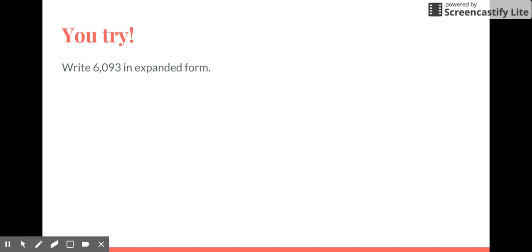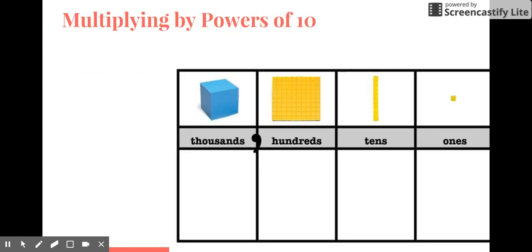All right, let's go ahead and take another one. Write 6,093 in expanded form. Press pause and then play again when you're ready to check your work. All right, if we were to check our work, we want to make sure that we show that there is 6,000 in the thousands place. Since there's a 0 in the hundreds place, we wouldn't show anything for that. 90 in the tens place and 3 in the ones place. In expanded form, 6,093 would look like this: 6,000 plus 90 plus 3.